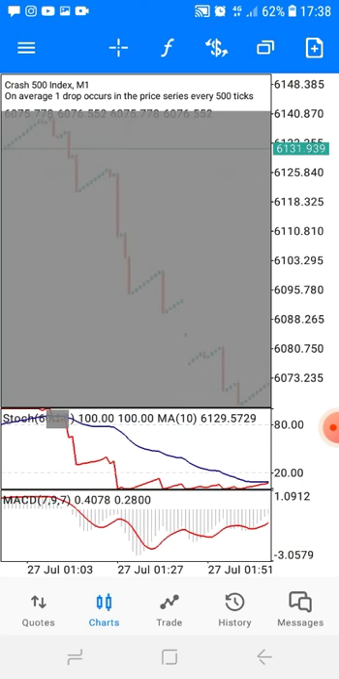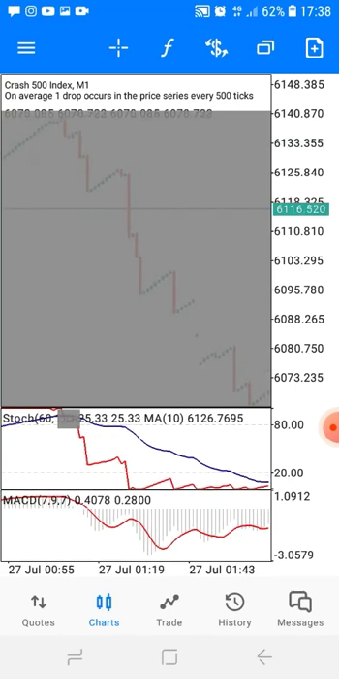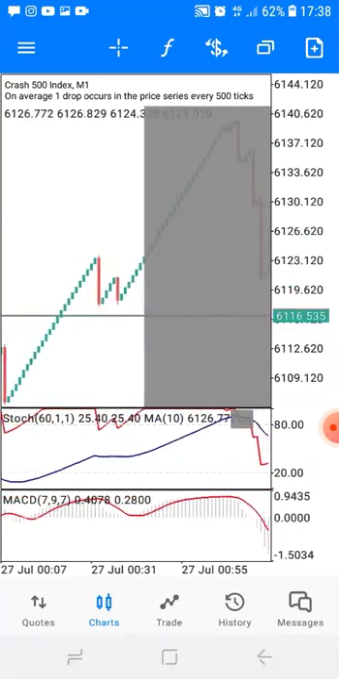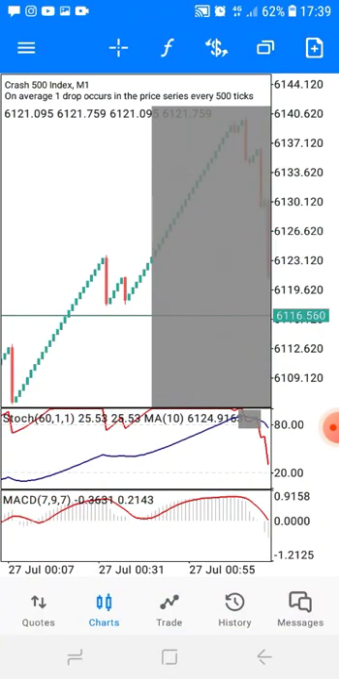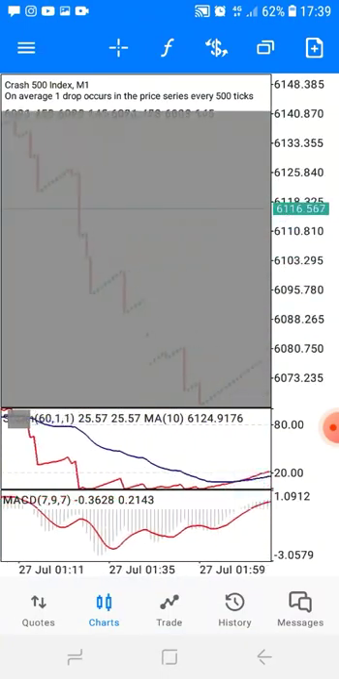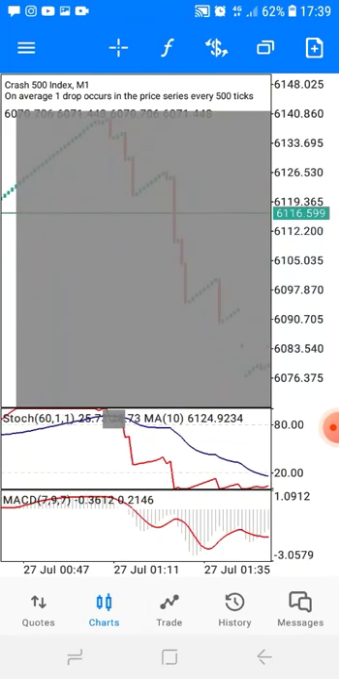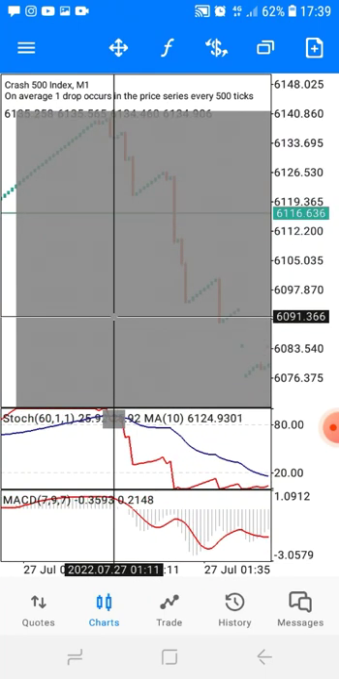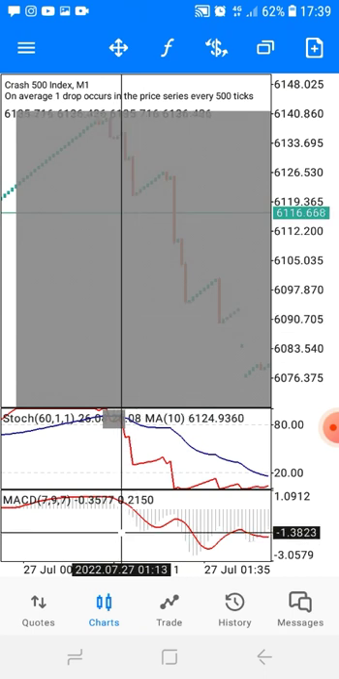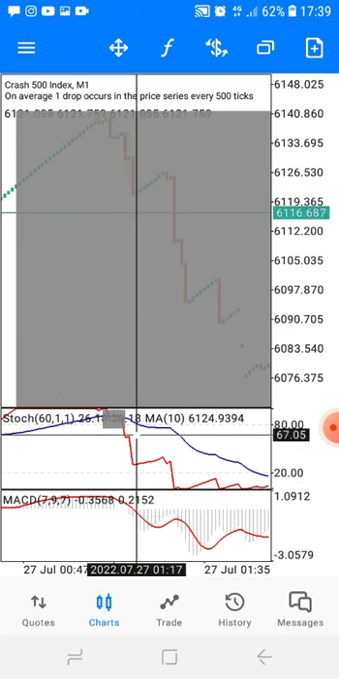The fourth rule, move your screen from left to right. You can see that the cross is still there, right? Make sure that the cross doesn't change. Make sure that you still have the cross even if you move the screen from left to right. That's the fourth rule. The last rule, wait for a retracement. After you get this, you're going to wait for a retracement.